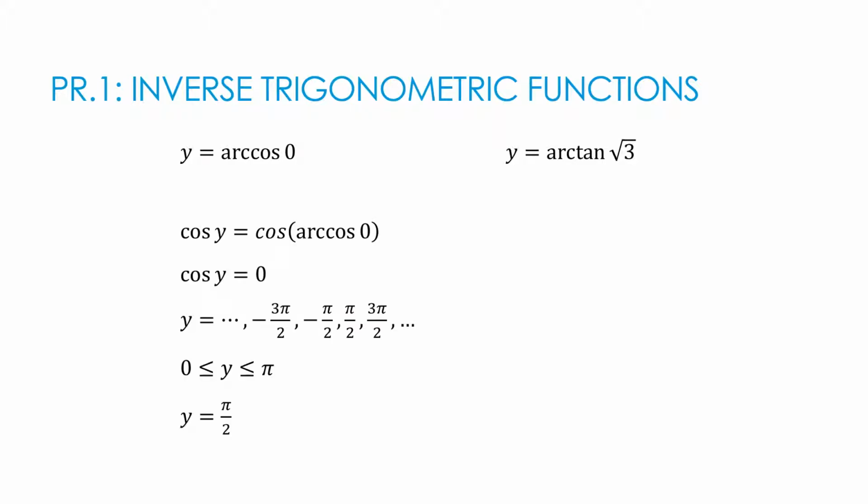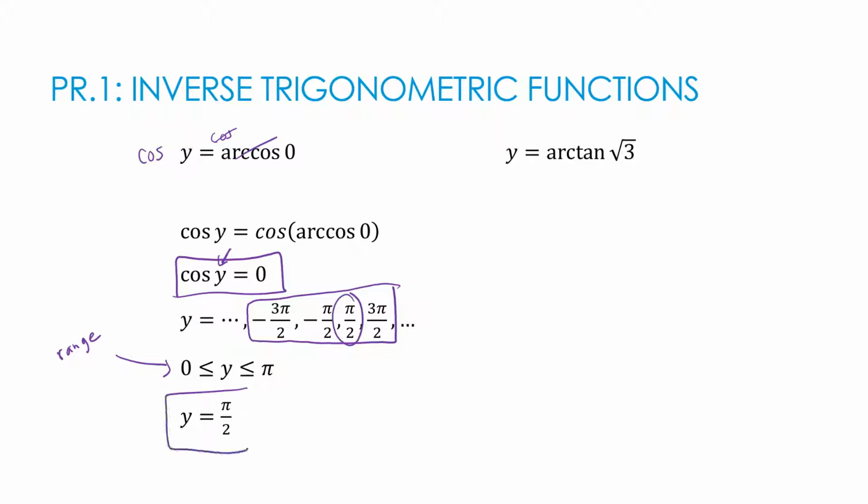So again, for the first one, because it's arc cosine, I'm going to take the cosine of each side. So the cosine of this side is cosine of y. The cosine of arc cosine goes away, and I just get 0. So I'm saying, for what values of y do I get 0? So cosine of what values are 0? Notice I've listed several. This was the range of my arc cosine function: 0 is less than or equal to y is less than or equal to pi. Which of those are between 0 and pi? Just pi over 2, so that's my solution.